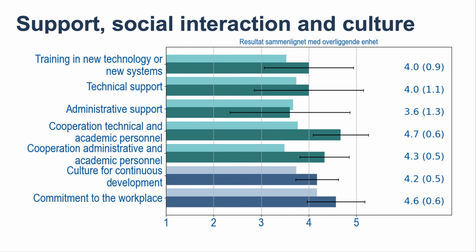The sixth and last thematic area is about issues around support, interaction, and culture. Here, employees have answered whether they experience that they are given the support and training they need. The focus is on new technology, new systems, technical and administrative support, and the interaction between technical, administrative, and scientific personnel. In addition, there are questions that examine whether employees experience that there is a culture of continuous development and belonging to the institution.